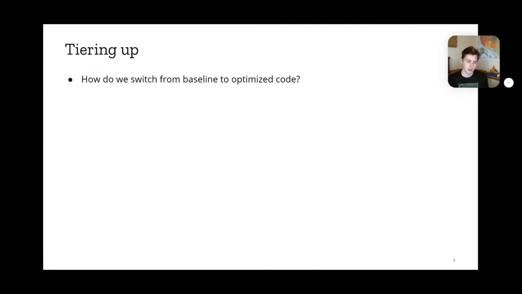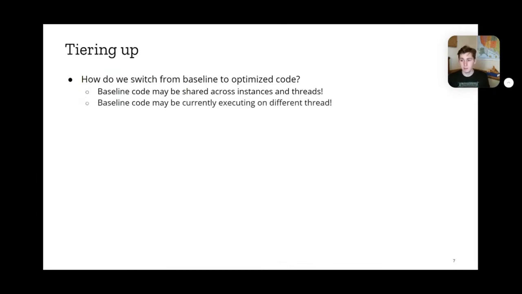And there's two tricky problems here. The first, like I said before, this baseline code we generate, it may have been sent to a different thread and may be running over there. On this different thread, it may actually be currently executing, maybe multiple call frames deep. So we have to kind of handle this, and it's tricky. It's one of those cases where you have concurrency and mutation. And so those two things are not friends.